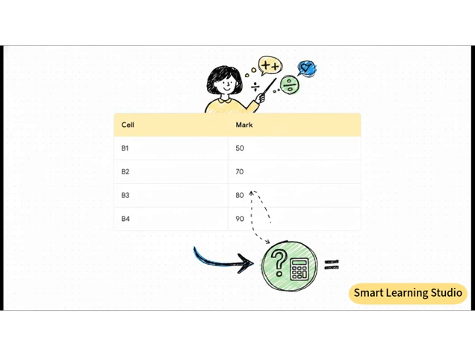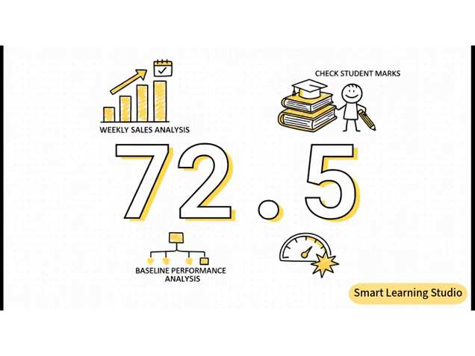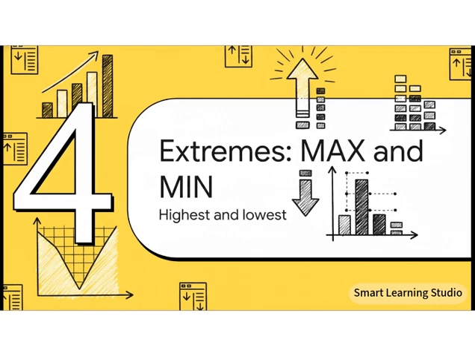Imagine you're looking at a set of student marks, or maybe performance scores, 50, 70, 80, and 90. To find the mean the old-fashioned way, you'd have to add the whole lot up and then divide by 4. Not anymore. The average function instantly spits out 72.5. No complex addition, no manual division. This is absolutely perfect for analyzing weekly sales trends, grading student marks, or really any kind of baseline performance analysis you need to run.